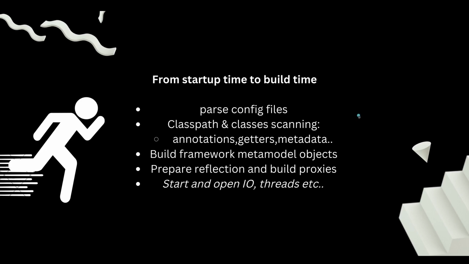So when your application starts, it needs to do a lot of tasks. Here we see some of them. Parse config files, class path and classes scanning, like annotations, getters and metadata, build the framework meta model objects, prepare reflection and build proxies, and finally start and open input output threads, etc. This process, as you can imagine, is quite expensive in terms of time and memory.